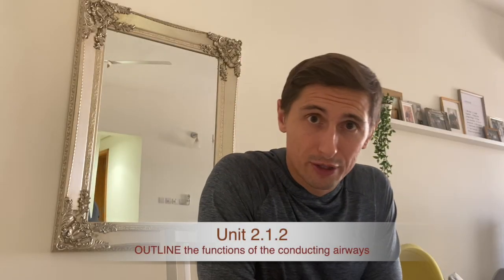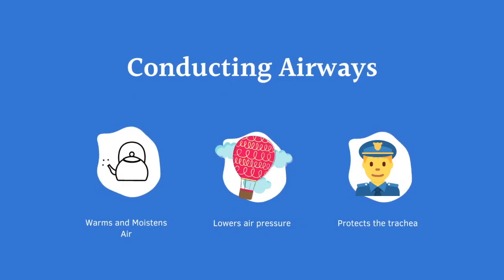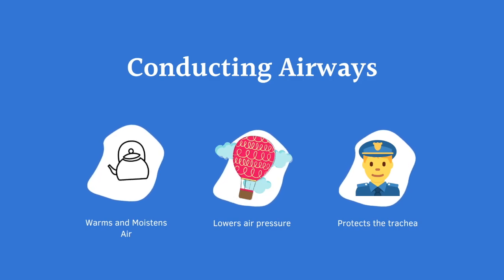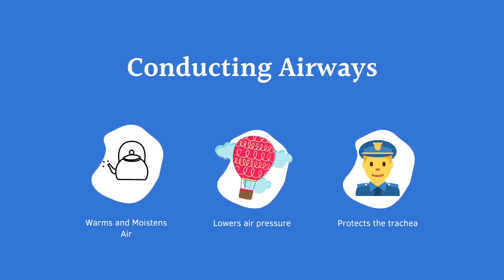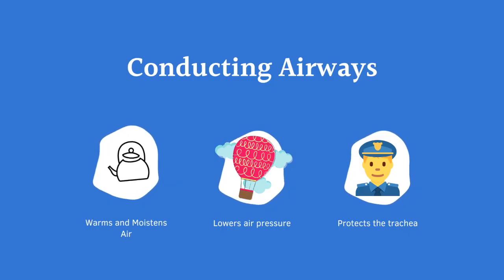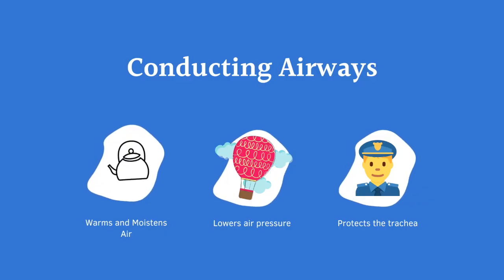Now we've looked at the primary structures within the respiratory system, we now need to look at the conducting airways and what their function is within the respiratory system. I've split this up into three areas for you. As you can see, the conducting airways warm and moisten air, lower air pressure, and protect the trachea. These are the three points we're going to look at in a little bit more detail.